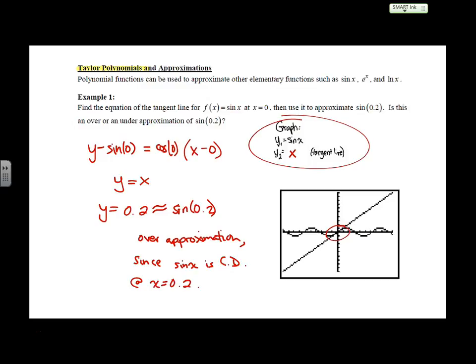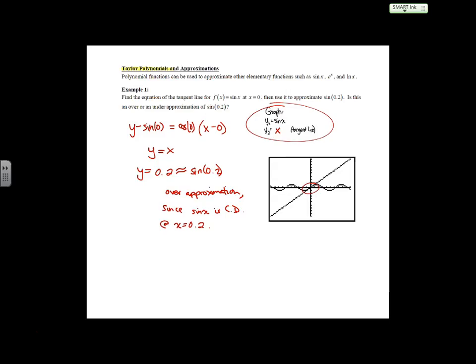So we know that's not exact, but who actually plugged in sine of 0.2 to see how close we were? What is sine of 0.2? 0.19866. So it is pretty close. It is pretty stinking close, but it's not exactly on.